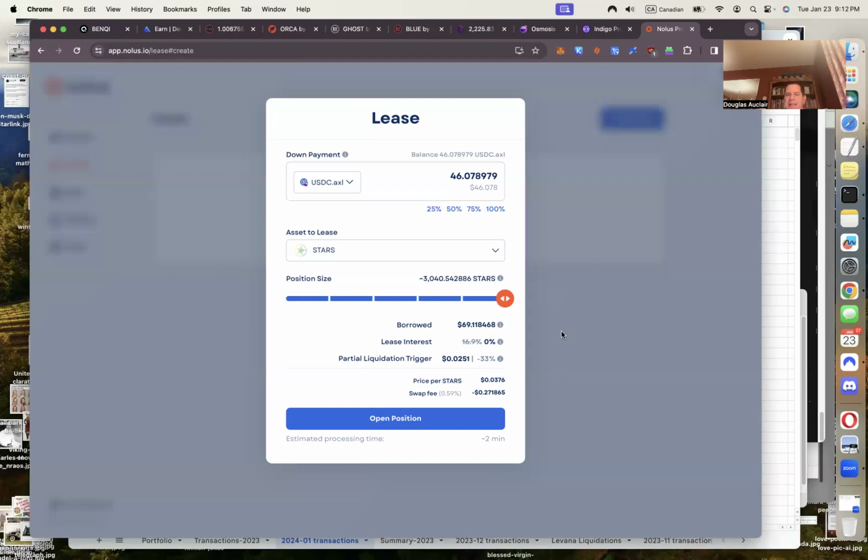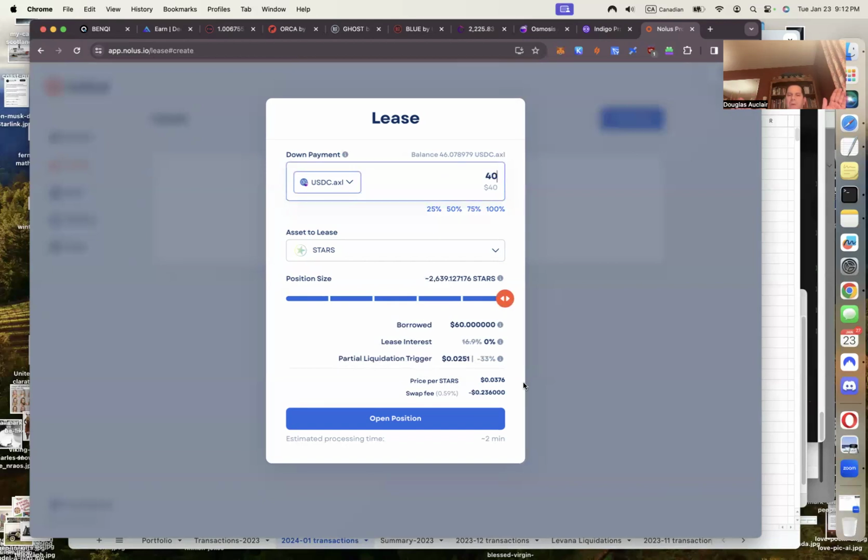I'm not going to lease just $46 worth. I'm going to lease around $100 worth, which I'm doing here. So actually this is cool. Let's bring this down to 40. And so I'm going to borrow 60. That means later when I want to close this position, I can close this position partially by saying, okay, I'm done with this leased position, just close it out.